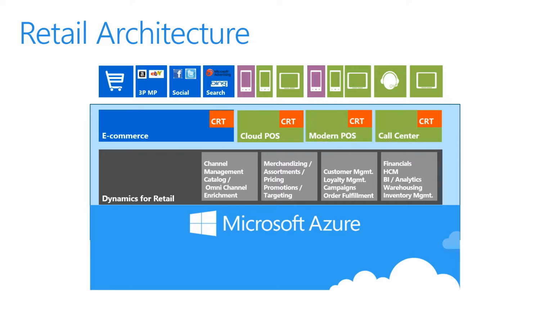Next, you have store systems shown in green. Accessed through a browser interface directed to the Dynamics 365 for Retail server on Azure, the store systems allow access for all modern POS, cloud POS, and call center functions. Each of the channels uses the Commerce Runtime as the interface between Dynamics 365 for Retail and the external sources as its communication engine.